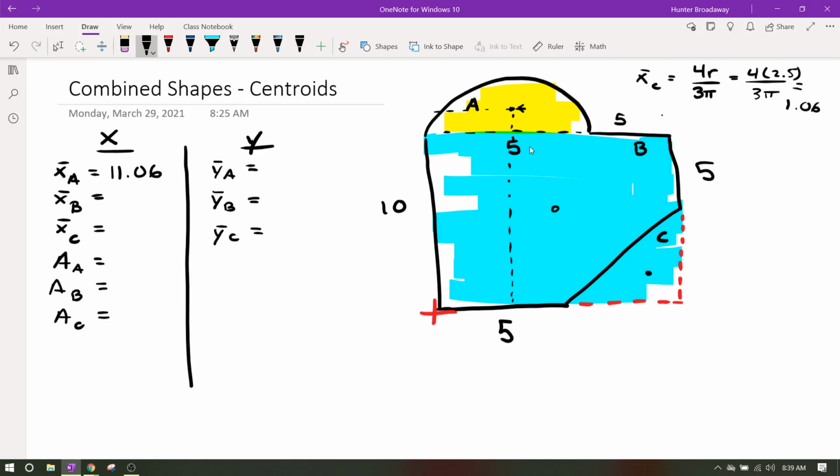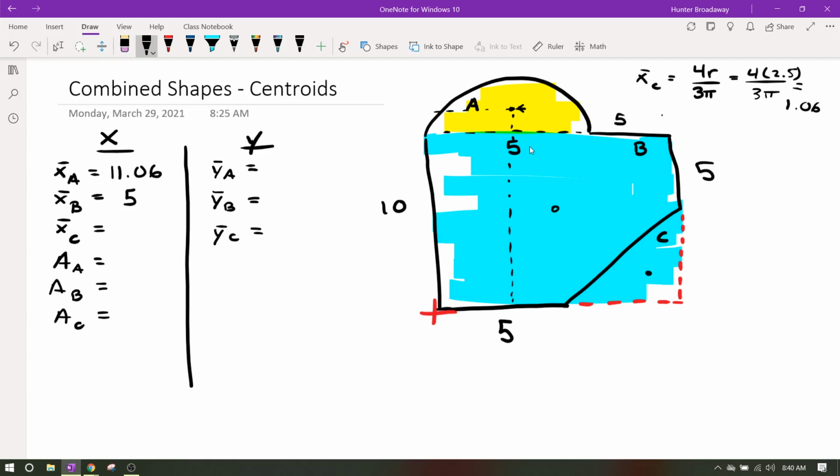All right. X bar of B, this one should be a little bit easier. It's a length of 10 and it's a square, so it's just cut in half. It's just cut in half because it's a square.